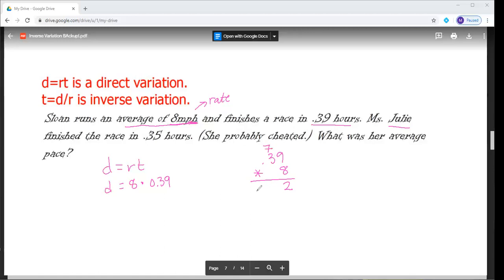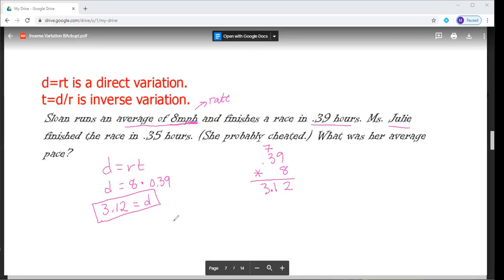3 is 24, 25, 26, 27, 28, 29, 30, 31. And then we have 2 decimals. Okay, cool. 3.12 is equal to the distance Sloan ran, but that's still not really what we're looking for, is it? Instead, we're looking for my rate, but using Sloan's, I've now got the distance that we both ran because we ran a race, so we ran the same distance.